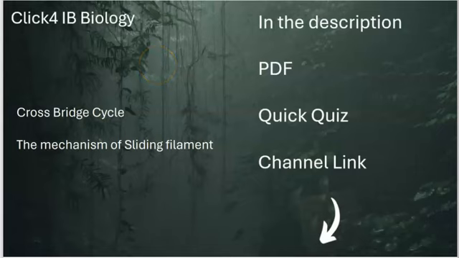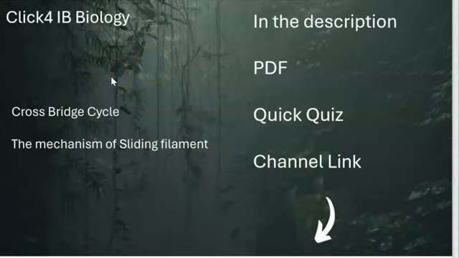Click for IB Biology. Here we're looking at the Crossbridge cycle, which is the mechanism of increasing the overlap between actin and myosin. So in essence, this is the mechanism of the sliding filament hypothesis, in which the shortening of the muscle is created by an increased overlap of actin and myosin. So we're looking at how that actually occurs.